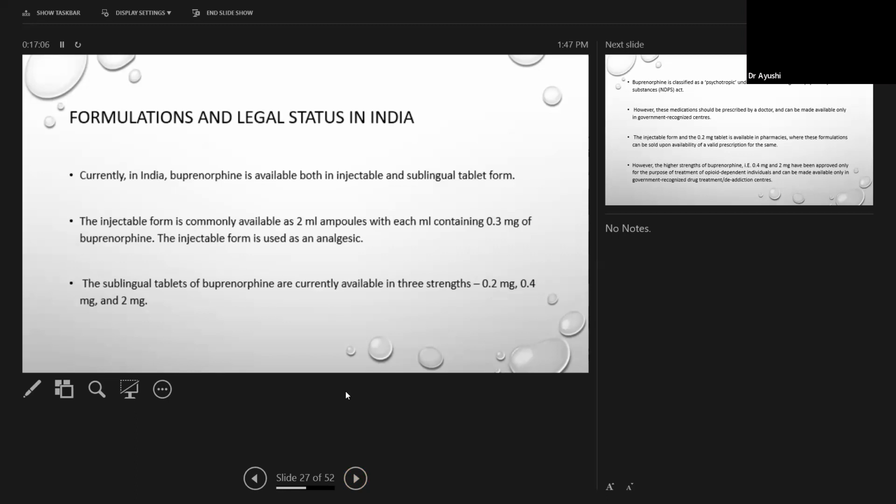Then the formulations and legal status in India. Currently in India, buprenorphine is available both in injectable and sublingual tablet form. The injectable form is commonly available as 2 ml ampules with each ml containing 0.3 mg of buprenorphine. The injectable form is used as an analgesic. The sublingual tablets are currently available in three strengths: 0.2 milligram, 0.4 milligram, and 2 milligrams.